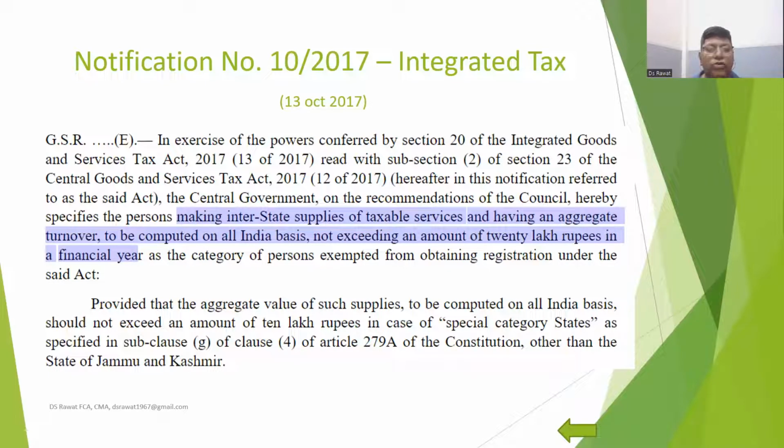Further, we should also note that the total amount of services should not exceed 20 lakh rupees. Here the wording is making interstate supply of taxable services and having an aggregate turnover. Aggregate turnover means taxable turnover as well as exempt turnover, everything, export services, etc., all is included. Therefore, if a service provider is providing interstate services of suppose 15 lakh rupees and intra-state services of 6 lakh rupees, then he has to take registrations, although his intra-state services are below the 20 lakh threshold, because his aggregate services is above 20 lakh rupees.